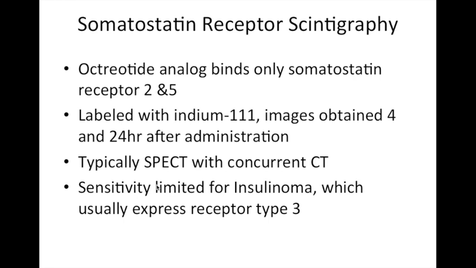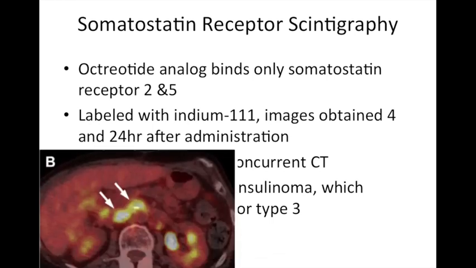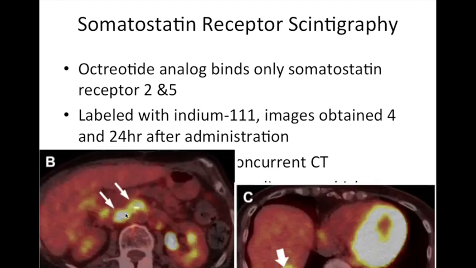One key point here is that the somatostatin analog that's used only binds to receptor types 2 and 5, and insulinomas typically express type 3. So these Octreoscans are particularly bad for insulinoma. That's kind of a piece of trivia, but it might come up. This is what you get: a SPECT scan with the tumor lighting up.